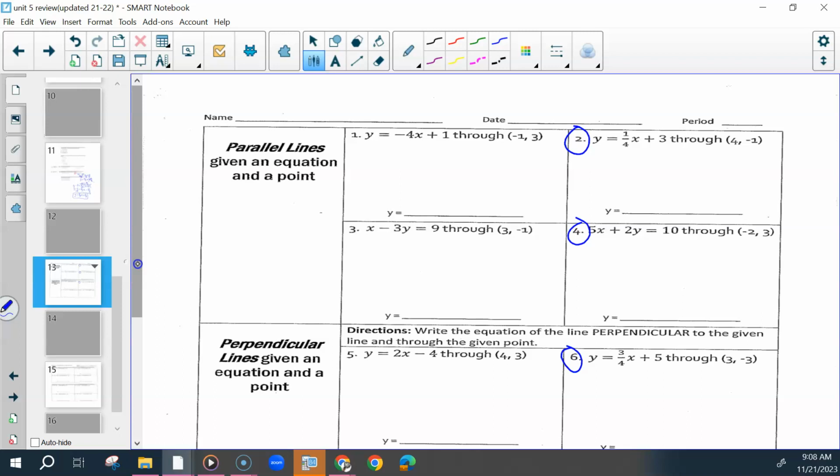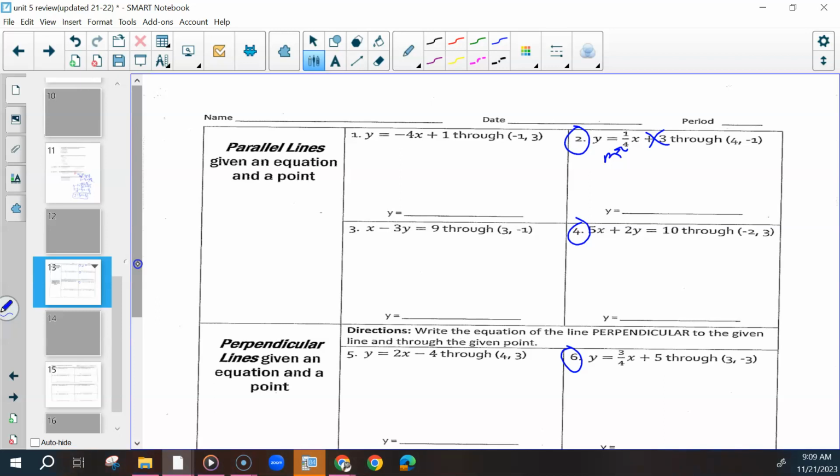Alright, so for number 2, we are given an equation, given a point, and we have to find an equation that is parallel to it. So cross out the y-intercept, you don't need it. The slope is going to stay the same since it's parallel. That was supposed to say m.